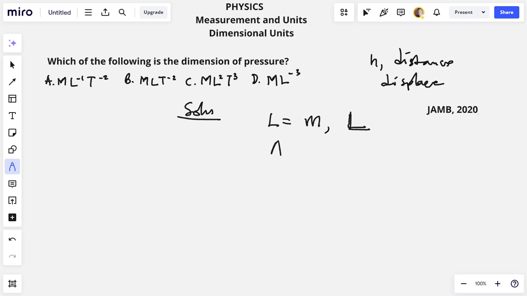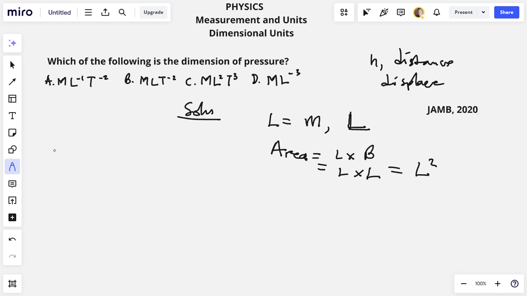So if you take a derived quantity like area, area is length times breadth. But at the core point, this is length times another length. So the dimensional unit of area is what? L squared, capital L squared, length times another length. You understand? So that's what we mean by dimensional unit. So now, which of the following is the dimension of pressure?